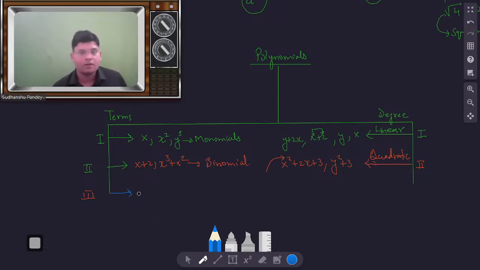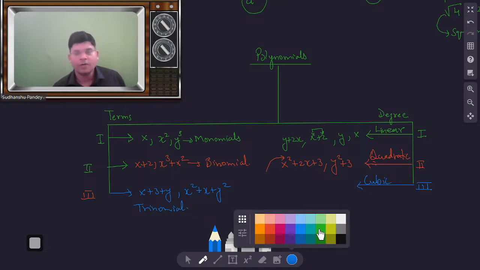Don't worry. Now, if the number of terms is 3, suppose I'm writing x plus 3 plus y or x square plus x plus y square, then it is known as trinomial. And if the degree of the polynomial is 3, we are going to name it cubic.